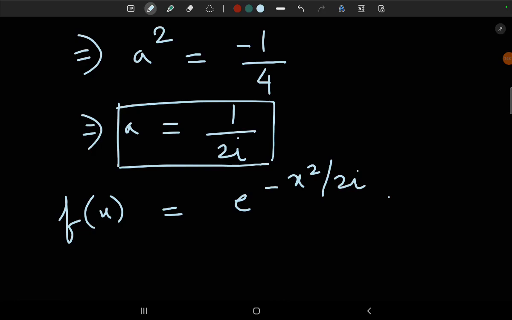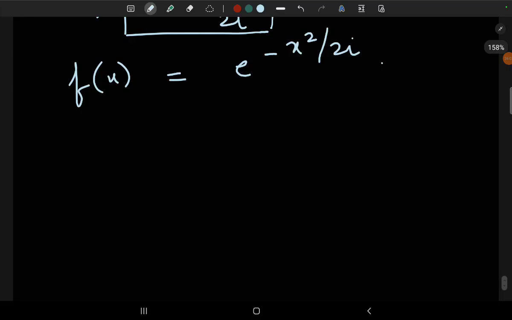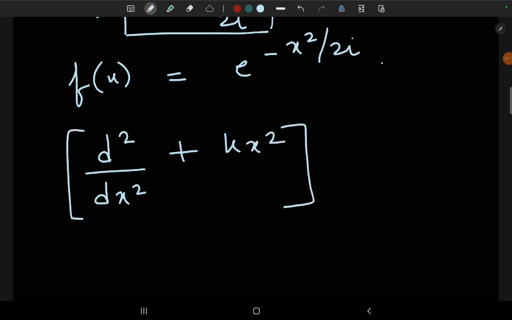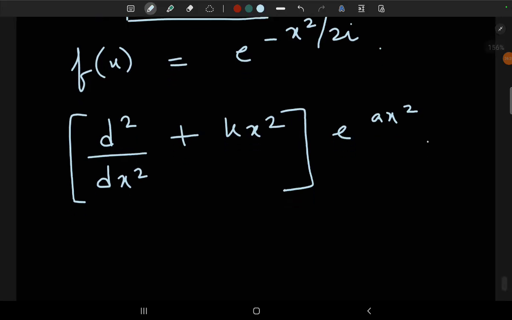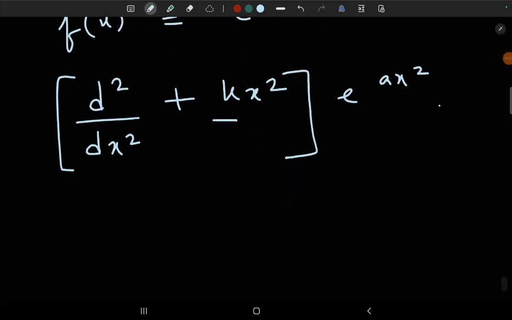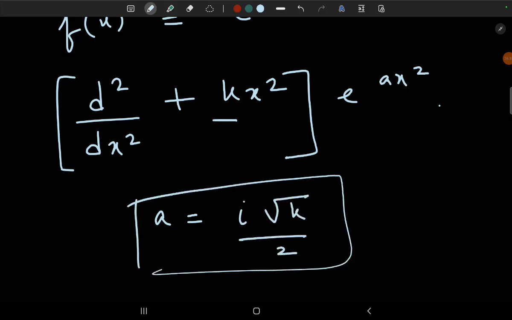Now we can also do another example with d²/dx² plus kx² acting on e to the power ax. Okay, this can also be done, and we can also derive the condition for a here in terms of this k, and this a will actually come out to be i root k upon something. You can check this.